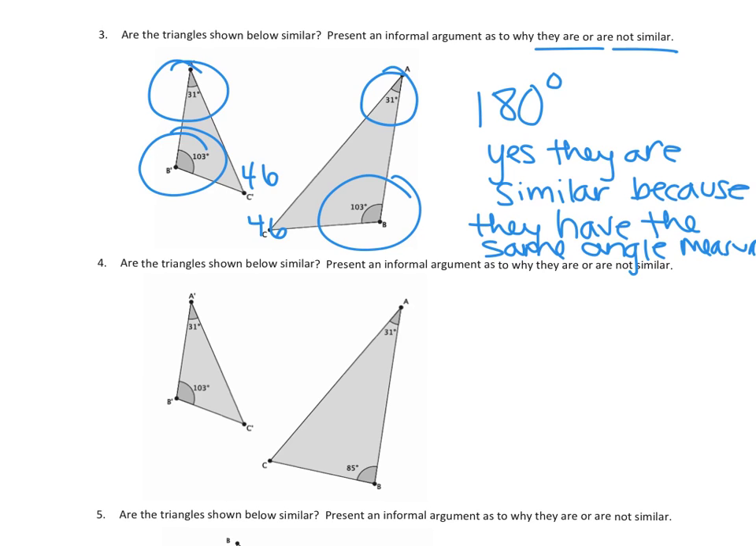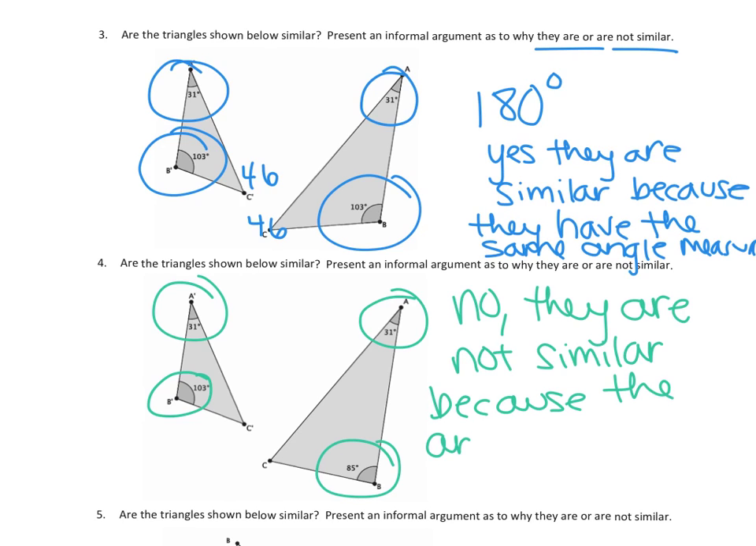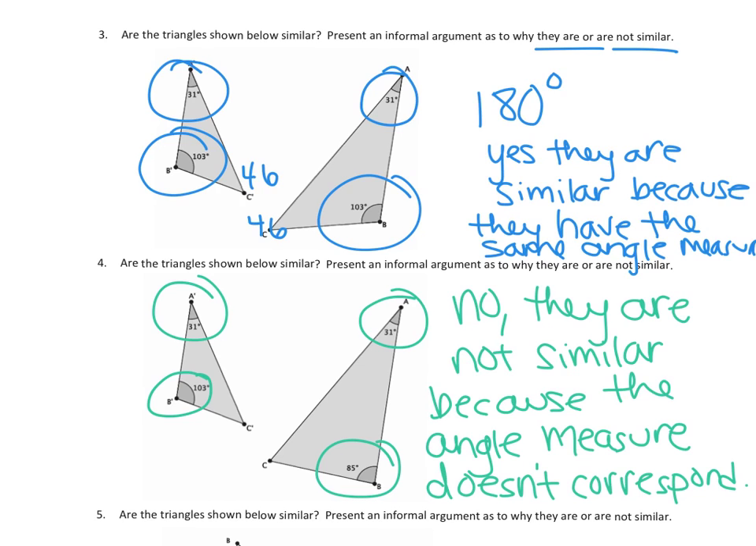Sorry, that got a little cramped over there. Okay, so let's look at number 4, for example. A is 31, A is 31. B is 103, B is 85. No, they are not similar, because the angle measure doesn't correspond.